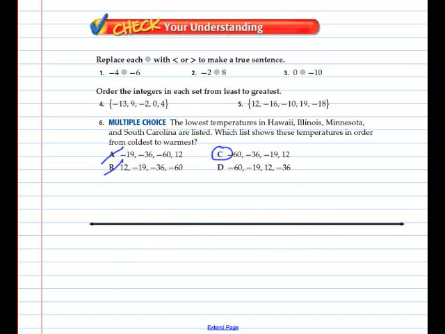Again, we'll check our fourth choice just to make certain. We have -60 down here, and then -19. We go to 12, so we're okay so far, but then when we go back to -36, that choice no longer works.